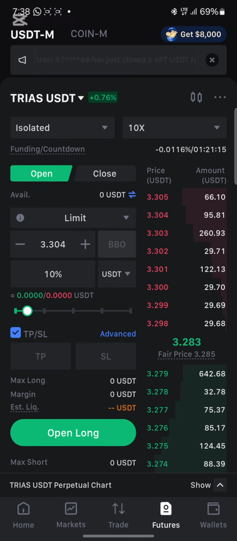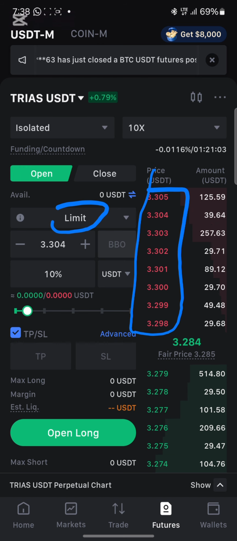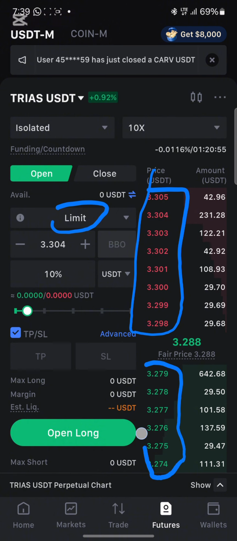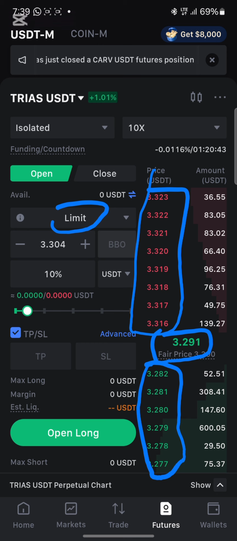Remember I told you about limit and market orders in the spot video. They share a similar interface also. This is the order book for shorting positions, for those who are trading that this coin is going down, and this is the order book for long positions, and this is the market fair price, the current price. So these are the basic things you need to know when you open the futures interface on your exchange.